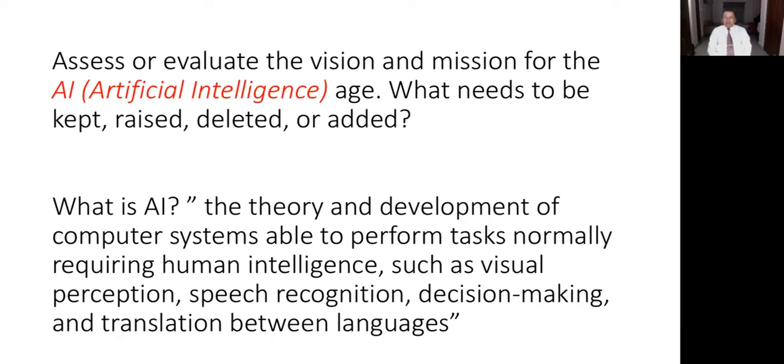AI is the theory and development of computer systems that are able to perform tasks normally requiring human intelligence, such as visual perception, speech recognition, decision making, and translation between languages. It is automating most of the processes. Think about that. Now, what you have to do when you are entering the AI age, not only strategically for the company, but for yourself. What kind of skills and tools do you need?